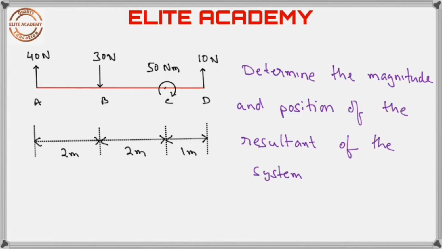In this problem, three forces and a couple are acting. The force 40 Newton is acting at point A, and 30 Newton is acting at point B, and 10 Newtons is acting at point D. Along with these forces, a clockwise couple of 50 Newton meter is also acting at point C. The resultant R is given by 40 minus 30 plus 10, which is equal to 20 Newtons. Because 30 is acting in the downward direction, therefore we are taking it as negative.